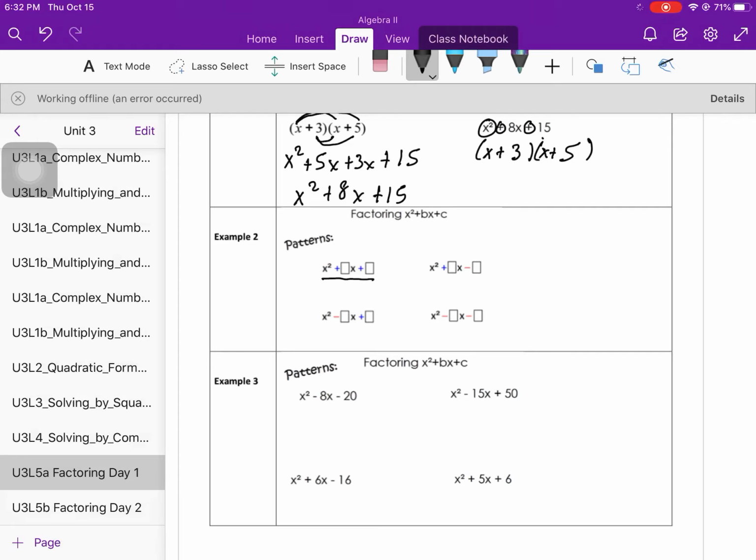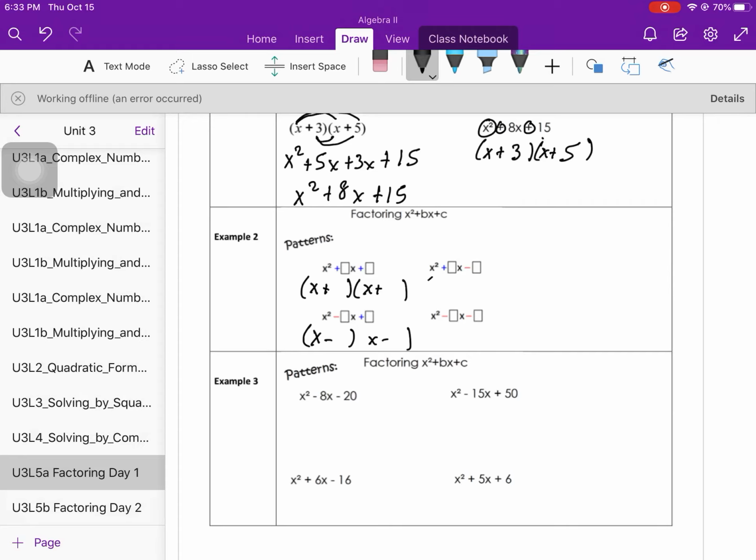Okay, so factoring patterns. If you notice this first one here, its signs are both plus. That's where signs are the same, both positive. So it's going to be x plus a number times x plus a number. Then down here, signs are the same, both negative. So this is the situation where it's x minus a number, x minus a number.